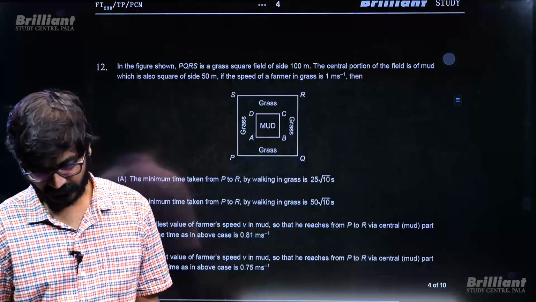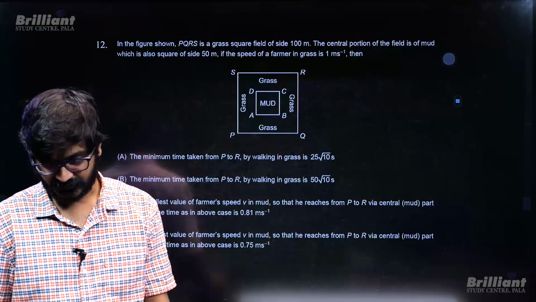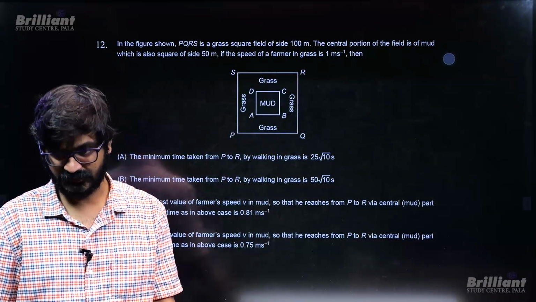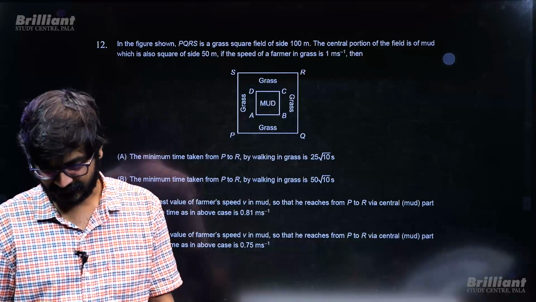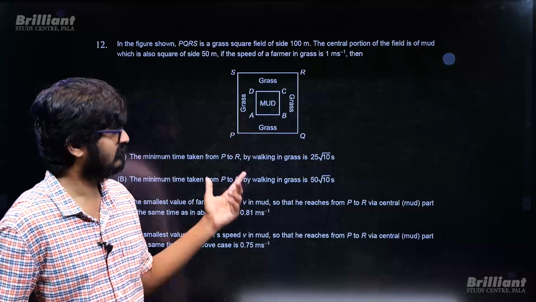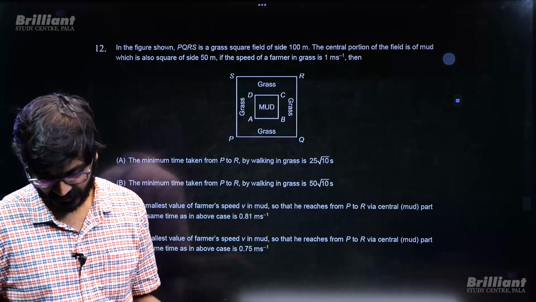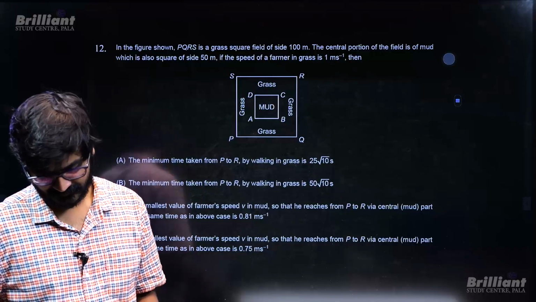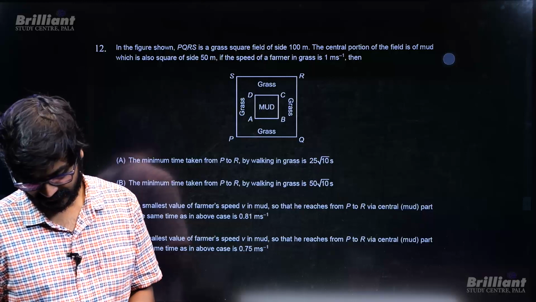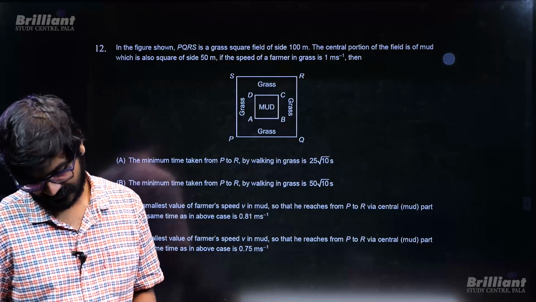In the figure shown, PQRS is a grass square field of side 100 meters, the center portion of mud square 50 meters. If the speed of the farmer in the grass is 1 meter per second. Okay, so basically the question is the minimum time taken from P to R by walking only in the grass, the smallest value of farmer speed in the mud so that he reaches from P to R via central mud part in the same time.